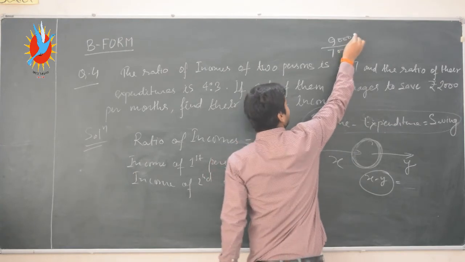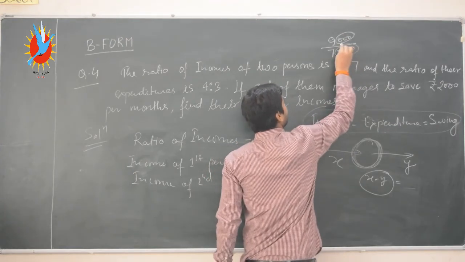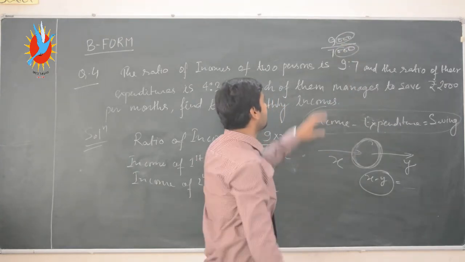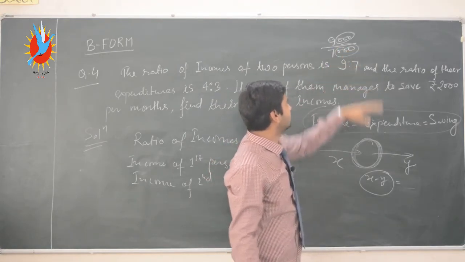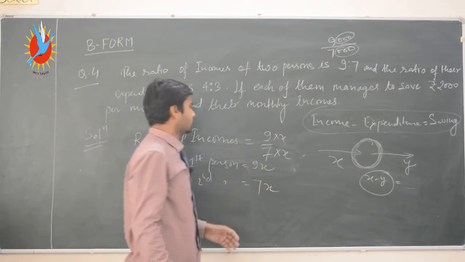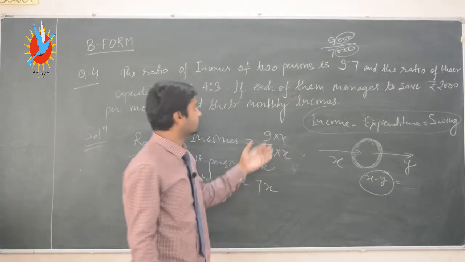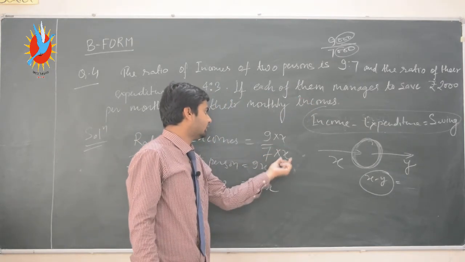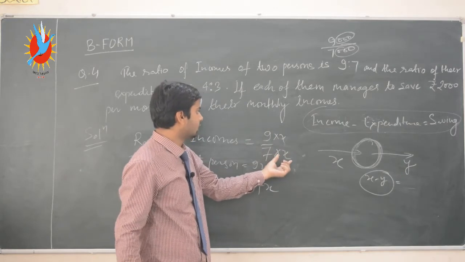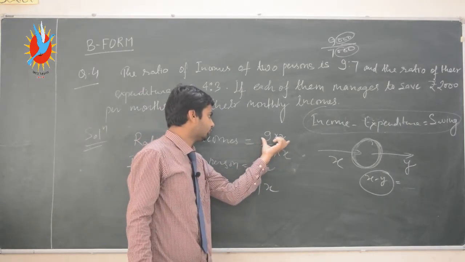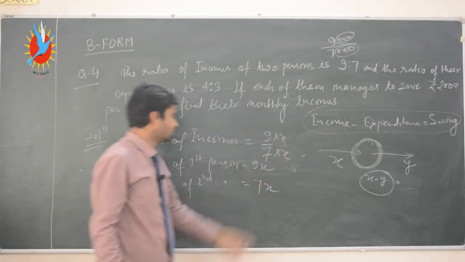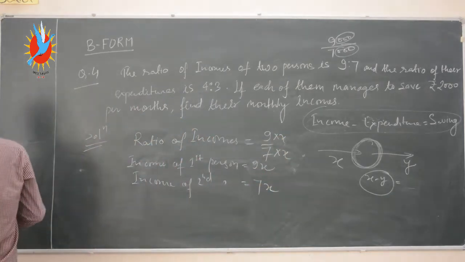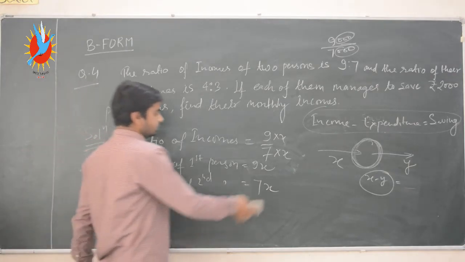So that common number, which is both in numerator and denominator, gets cancelled out and we get the ratio. That was how we calculate the ratio of two numbers. I just assumed the reverse: I assumed that common number is x, which gets cancelled out, and finally we got the ratio of the income of the first person and the second person. First person's income is 9x and second person's income is 7x.